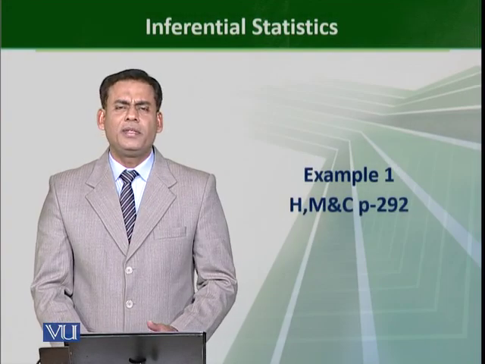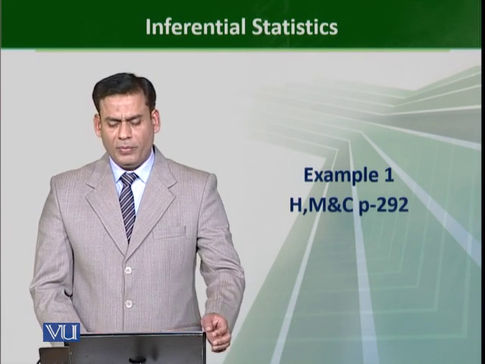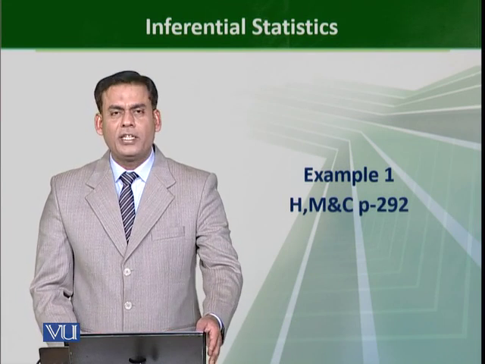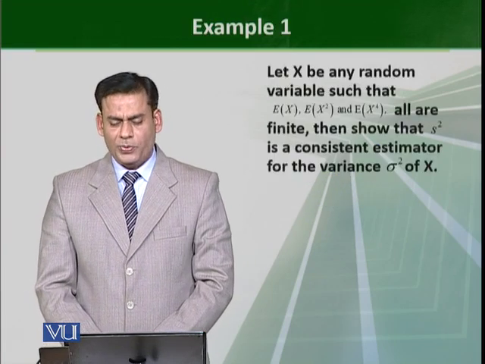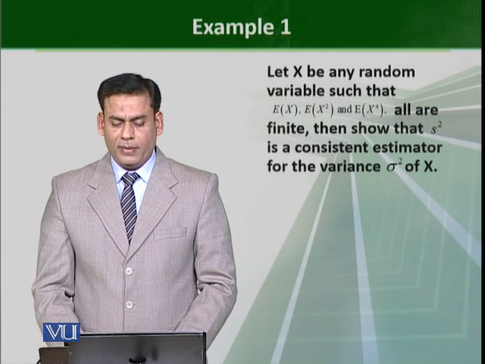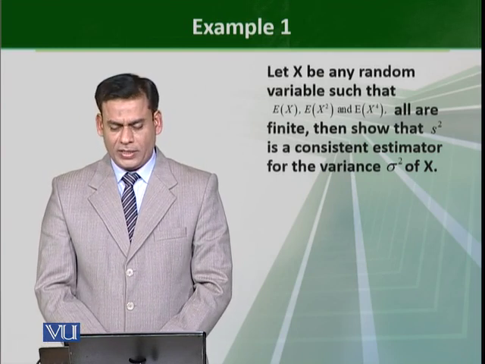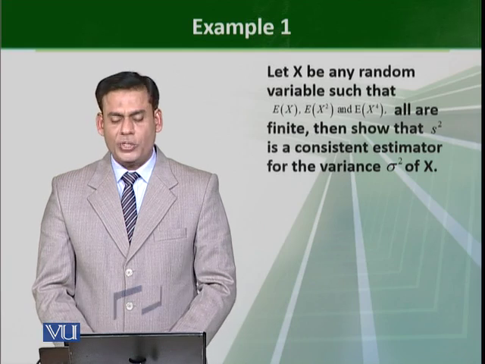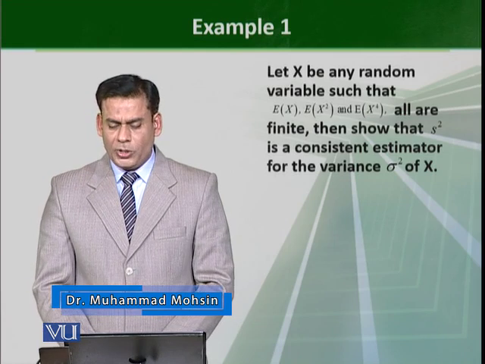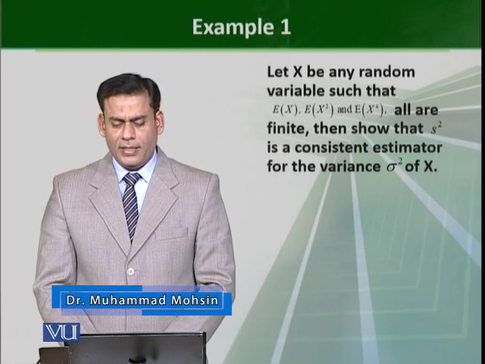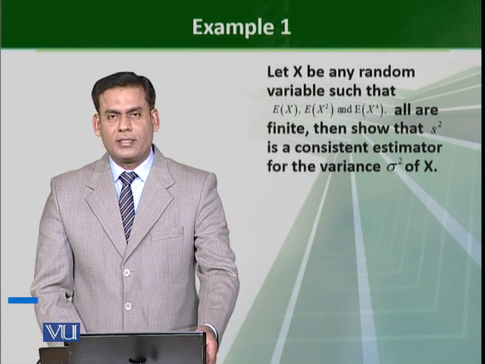कंसिस्टेंसी के कॉन्सेप्ट को समझने के लिए अब हम एक एग्जांपल लेते हैं, that is taken from the Hogg McKean and Craig's book, page number 292. Let x be any random variable such that the expected value of x, expected value of x square and expected value of x raised to power 4 all are finite, which means all exist. Then show that s square is a consistent estimator for the variance sigma square of x.